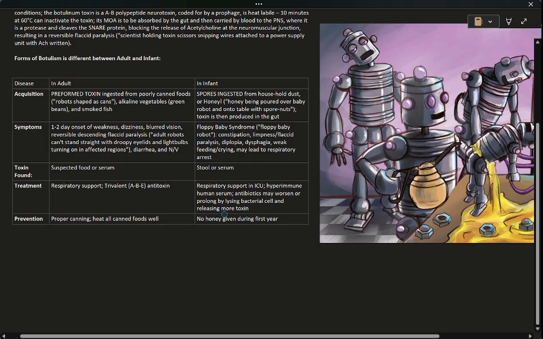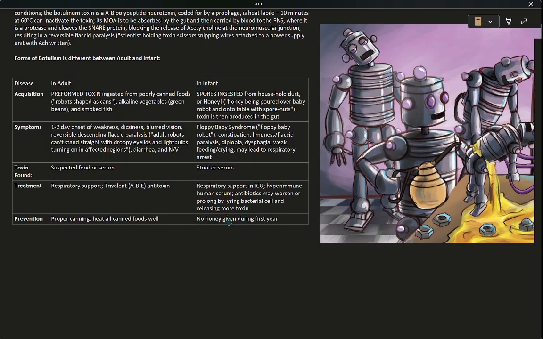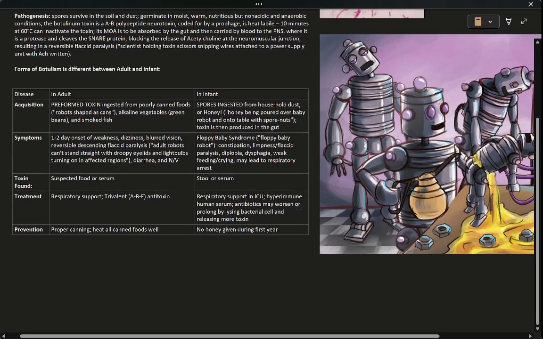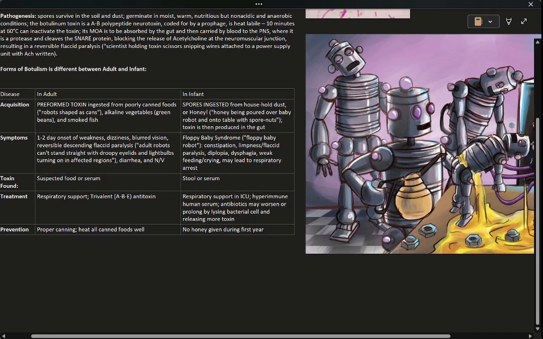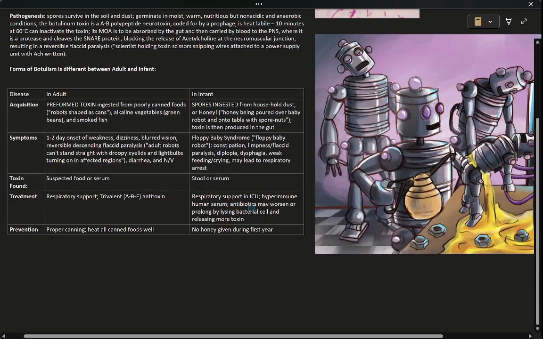For prevention, you have to avoid giving honey to infants during the first year. So no honey for this baby robot. No honey for the infants, even though honey tastes sweet.